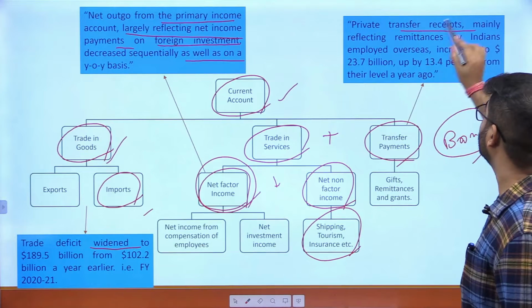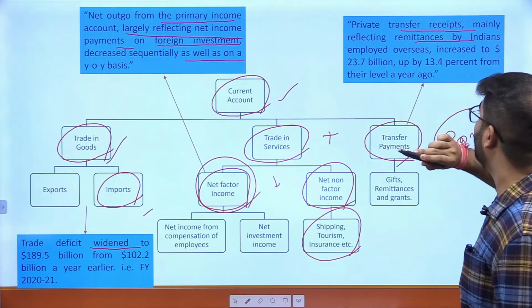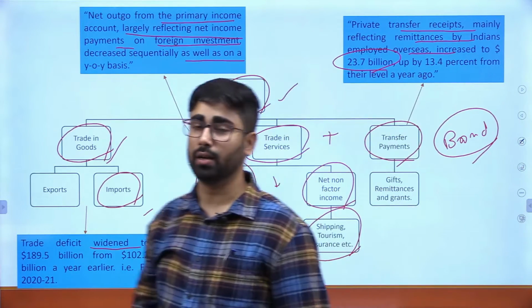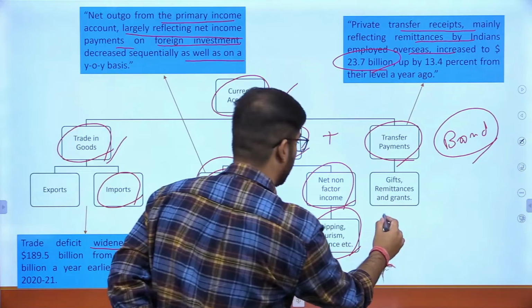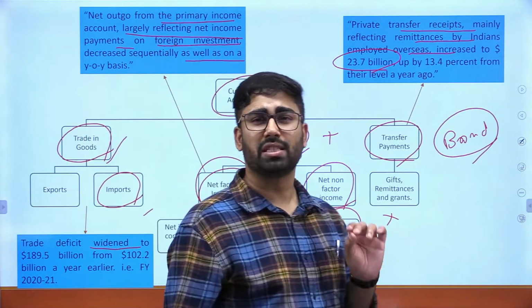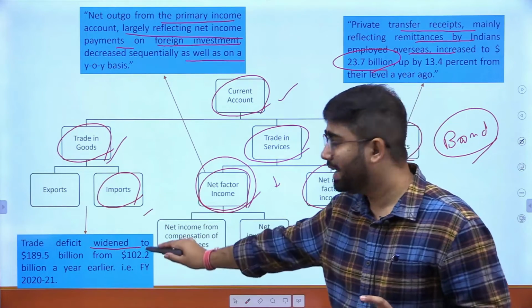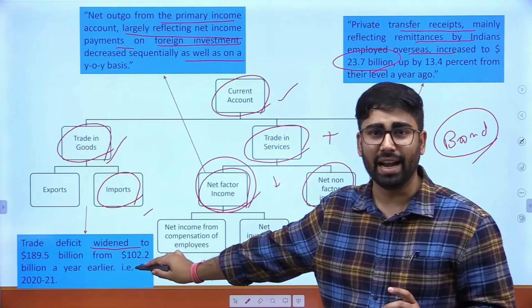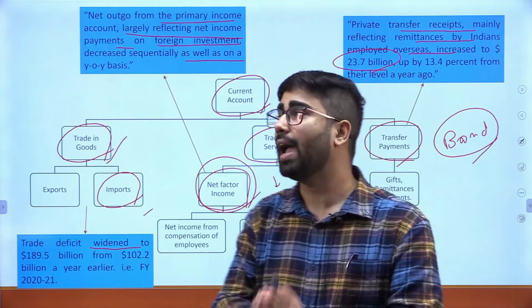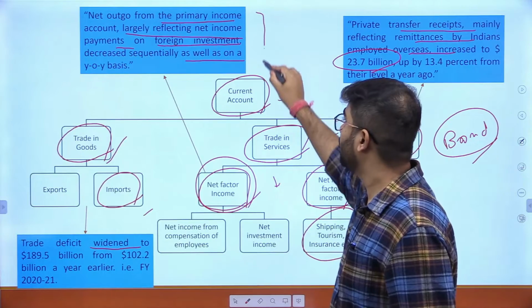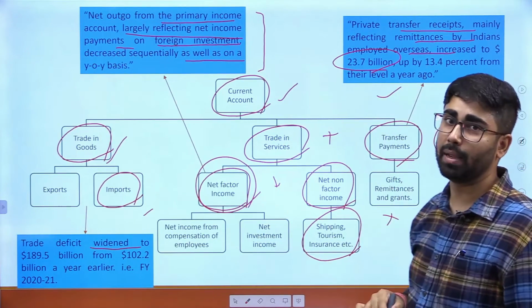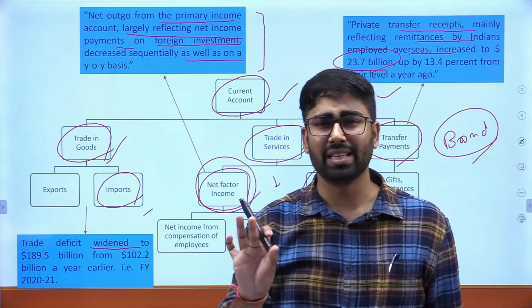एक मिनट, ये हमारे लिए पॉजिटिव चीज है, ये हमारे लिए नेगेटिव चीज हुई है। और ट्रांसफर पेमेंट्स, private transfer receipts mainly reflecting remittances by Indians employed overseas increased to $23.7 billion. सो ये चीज भी हमारी पॉजिटिव हुई है। तो ट्विन डेफिसिट में करंट अकाउंट डेफिसिट की जो न्यूज है वो सिंपली ये है कि हमारा ट्रेड डेफिसिट तो बड़ा है, our trade deficit increased but it was somewhat cushioned by less income outflow and higher transfer payments to India, ठीक है, very simple concept.